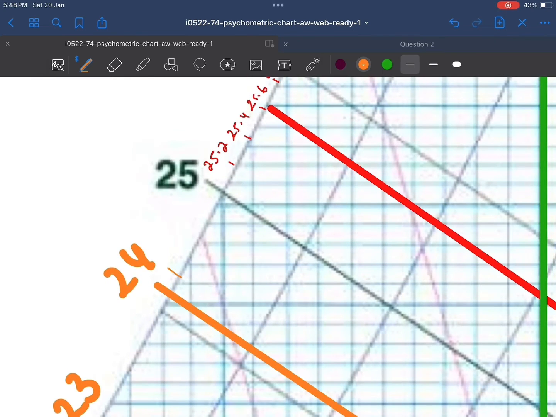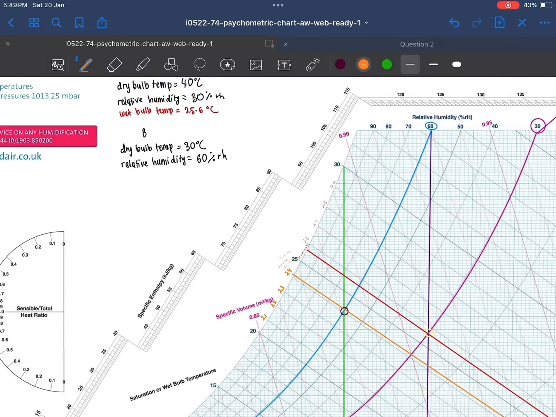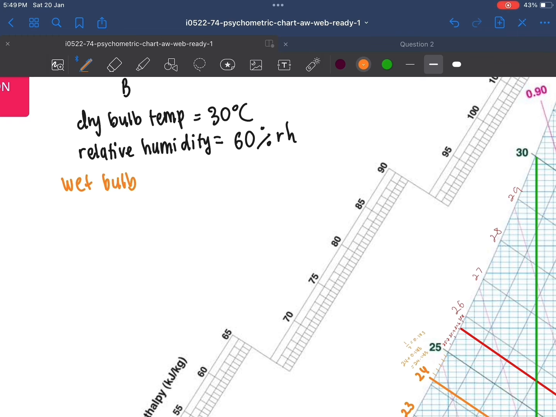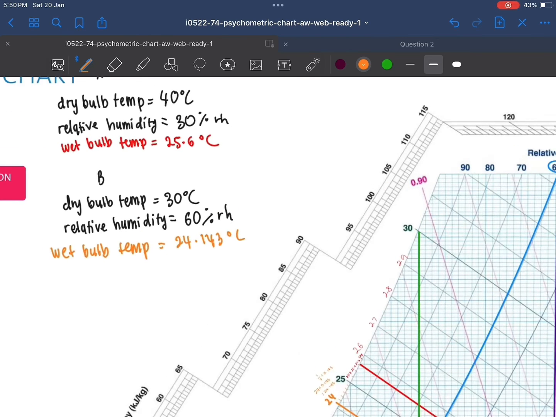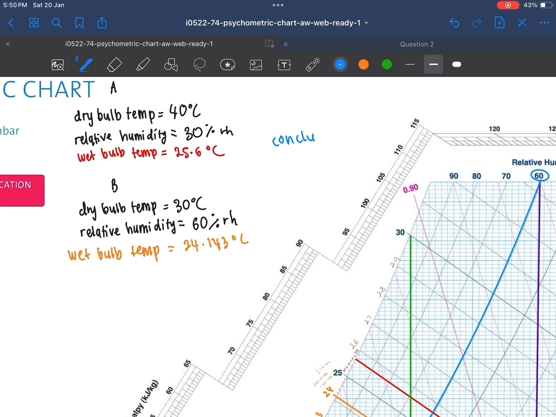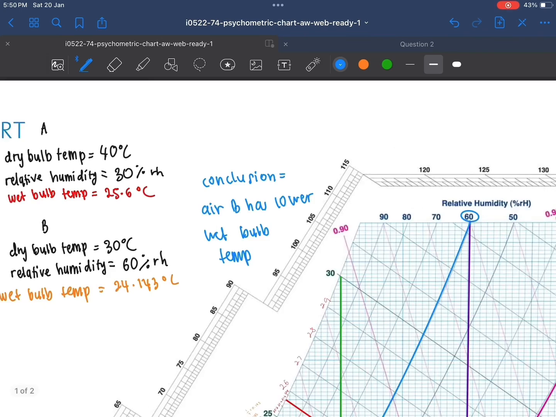Between 24 and 25, I need 7 parts of the same length. So 1 divided by 7, we get 0.143. Since our line is at the scale number 1, 24 plus 0.143, we get 24.143. So the wet bulb temperature for air B is 24.143 degrees Celsius, and then comparing the wet bulb temperatures for air A and air B, we get that air B has the lower wet bulb temperature. That's our final answer.